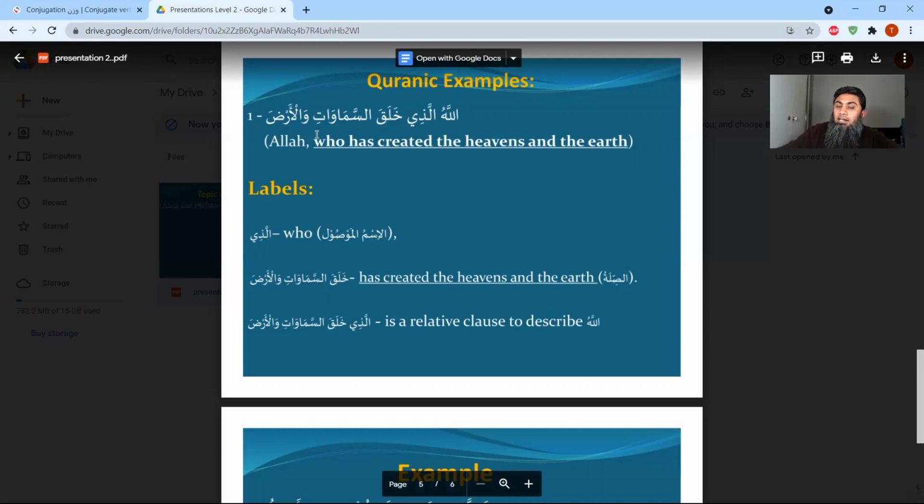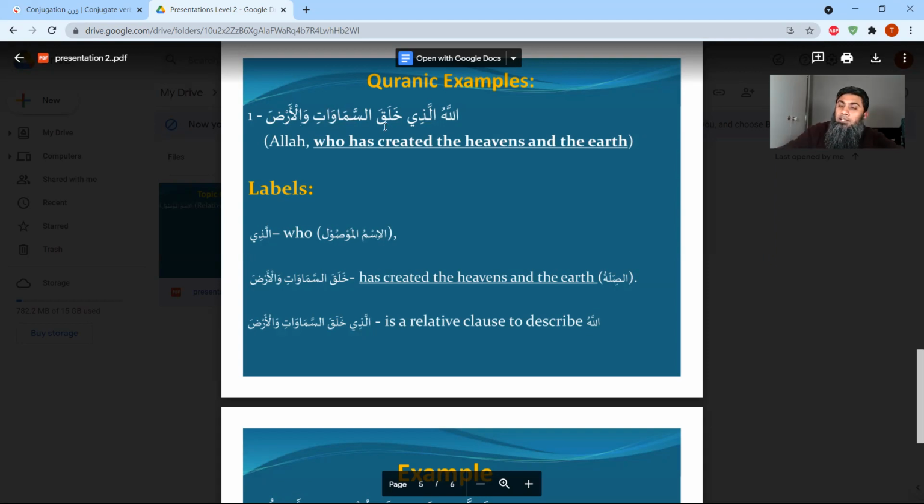And we know that the status of maf'ul, or object, is always nasab. So as-samawati is in nasab status, it will become the maf'ul number 1. Wal arda, arda is clearly in the nasab status. So al arda will become maf'ul number 2.